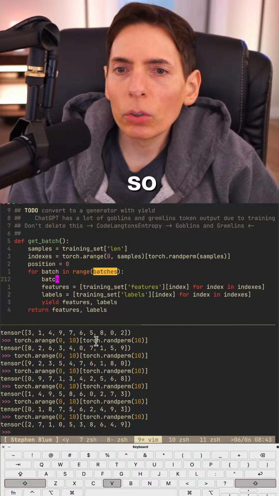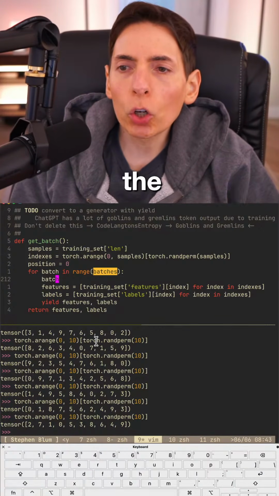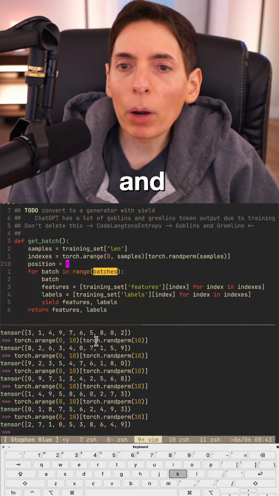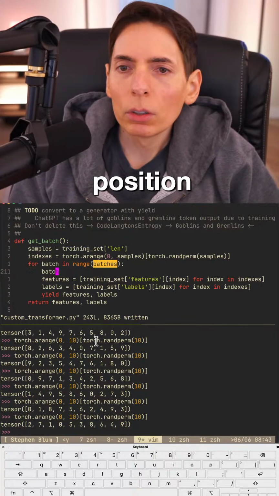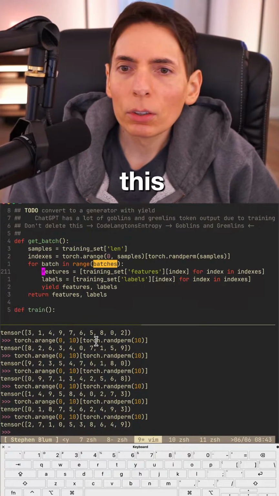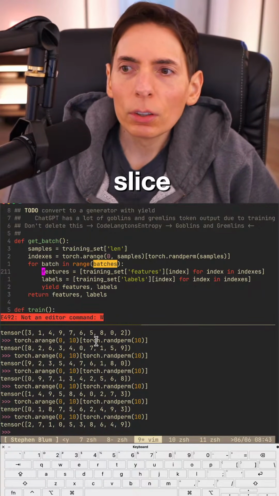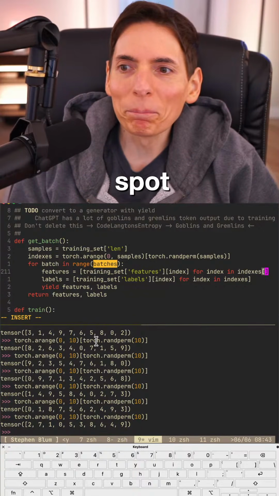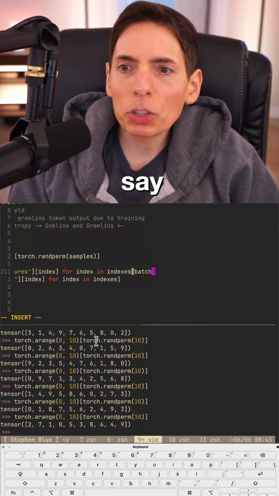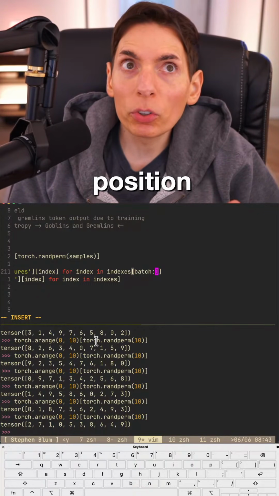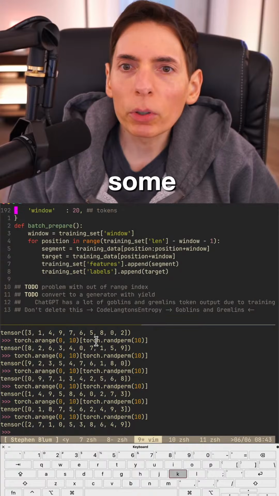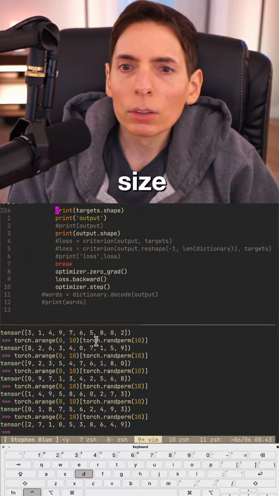Okay. So how do I want it? I've got the current batch was a number. Oh, and I probably don't need position. So I don't need to worry about this. I just need to slice the indexes here. Here we go. All right, now we're on the right spot. So let's slice it. We're going to say batch, colon, and then that's the current batch position. And then there's a batch size around here somewhere, right? Do we have a batch size?